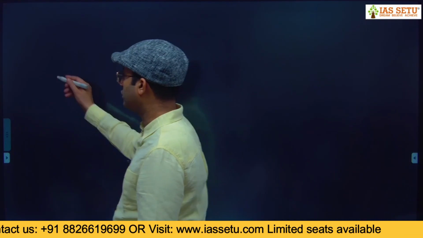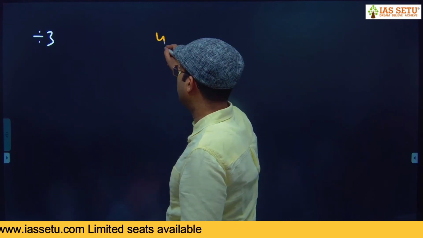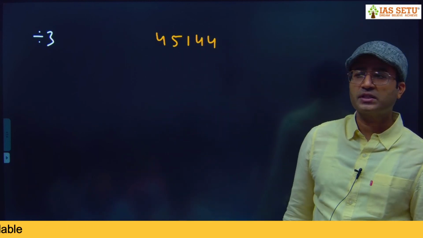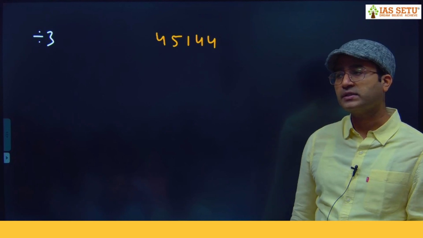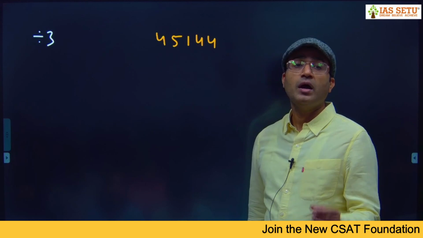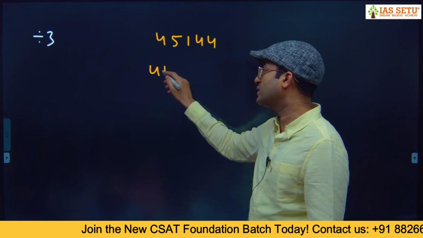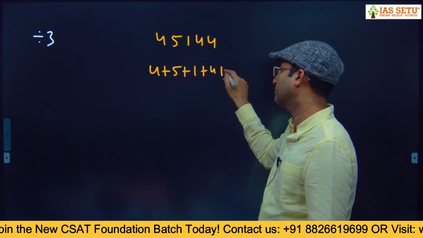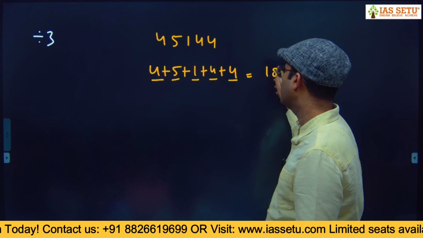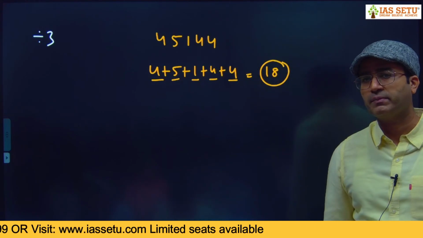This divisibility of 3 rule, we understand with the help of a question. Like the question is 45,144. It is asked whether this number is divisible by 3, yes or no. Some of you already know the rule, but for those who don't know, what is the rule for divisibility of 3? Sum of the digits. No need to check the complete number. You just take the sum of the digits. 4 plus 5, 9, plus 1, 10, 14, 18.